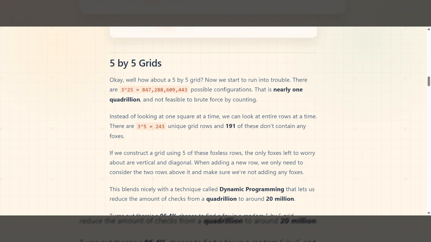847 billion, 288,609,443. That's nearly 1 quadrillion. What do you mean? No, it's not even 1 trillion. They're not feasible to brute force by counting.